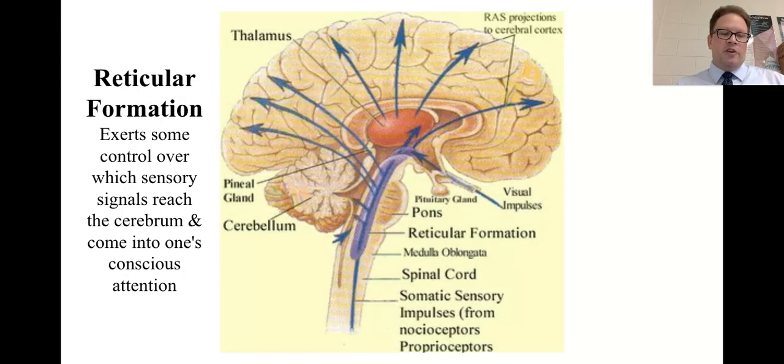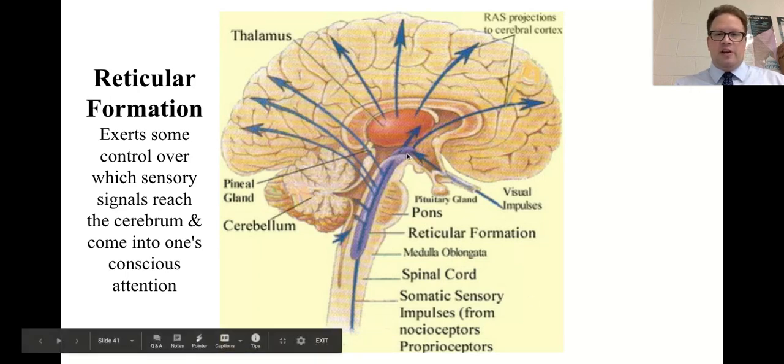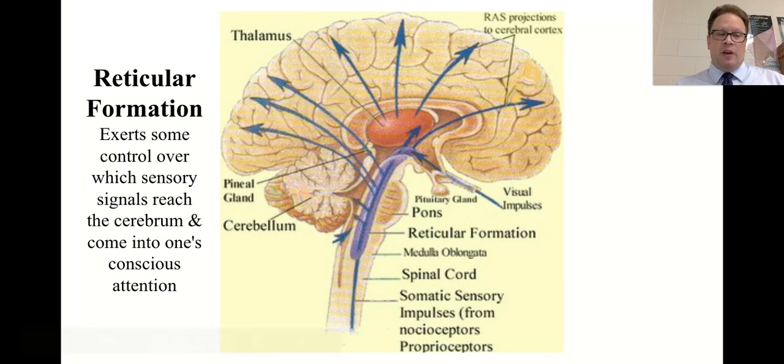Now, the midbrain also houses the reticular formation. So here is our reticular formation. Oh, it's a rectangle. That's clever. Which exerts some control over which sensory signals reach the cerebellum or the cerebrum and come into one's conscious attention, keeping the brain alert and attentive to new stimulation. So it's kind of a pencil-shaped structure. It forms at the core of the brainstem, runs down the spinal cord and up to the thalamus, which we'll talk about briefly.